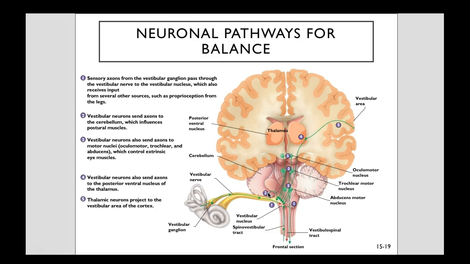We've discussed in the past in our brain lecture that the cerebellum helps a lot with posture and balance. We are also going to send some neurons over to our motor nuclei that will influence our oculomotor nerve, our trochlear nerve, and our abducens nerve to control our extrinsic eye muscles, and also send axons over to our thalamus in a new nucleus. This one is termed the posterior ventral nucleus of the thalamus and travels over to our vestibular area of the cortex.